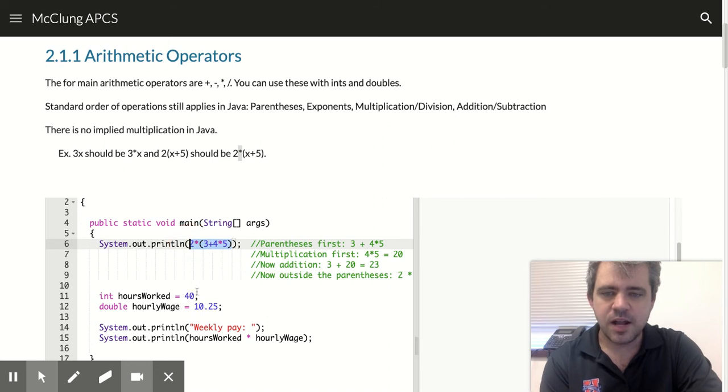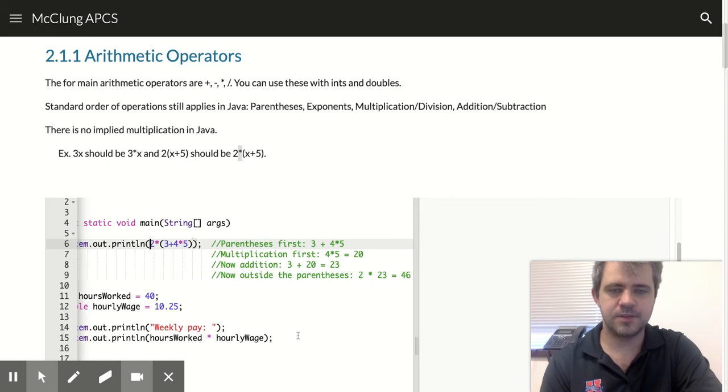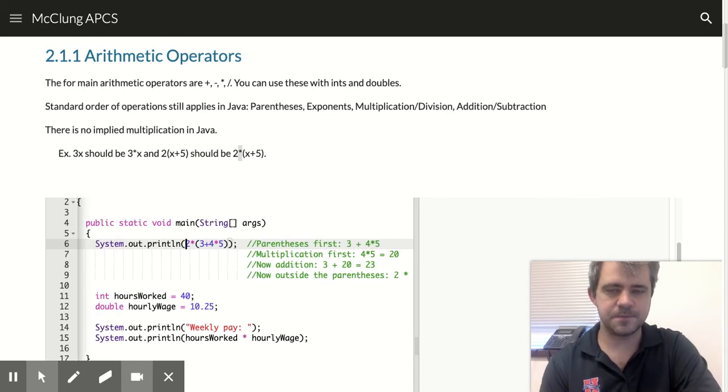So in this right here, it's going to look inside the parentheses first. Then it's going to do the multiplication inside the parentheses. So 4 times 5, which is 20. And then it's going to add 3 to that, so that'll be 23. And then it'll be 2 times 23. Okay, so should wind up being 46.